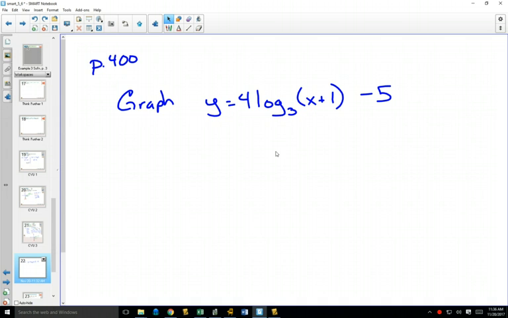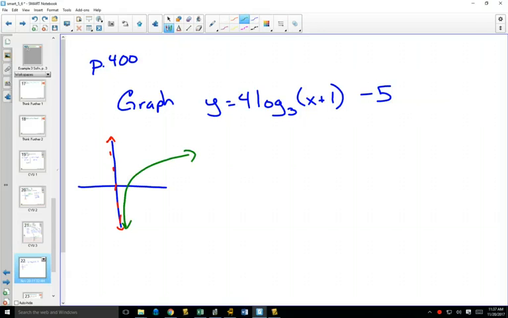So first of all, off to the side, we'd recognize that the parent graph is log base 3 of x. So log base 3 of x would have an asymptote here at x equals 0. It would have the basic shape of all log graphs. It would go through 1, 0 and 3, 1. We take out our highlighter. We remind ourselves that that 3 is part of our parent graph. So that's not going to be involved in our transformations.